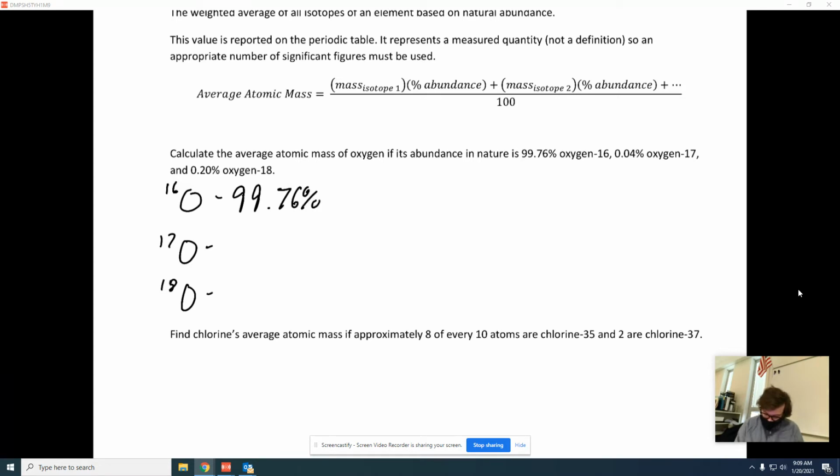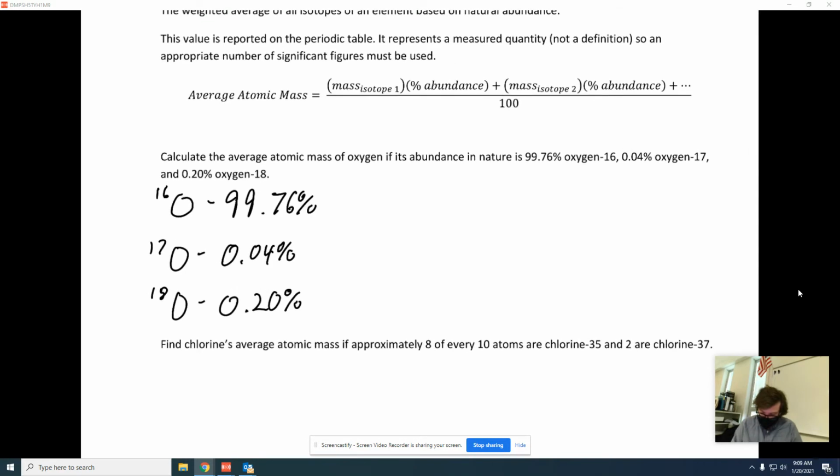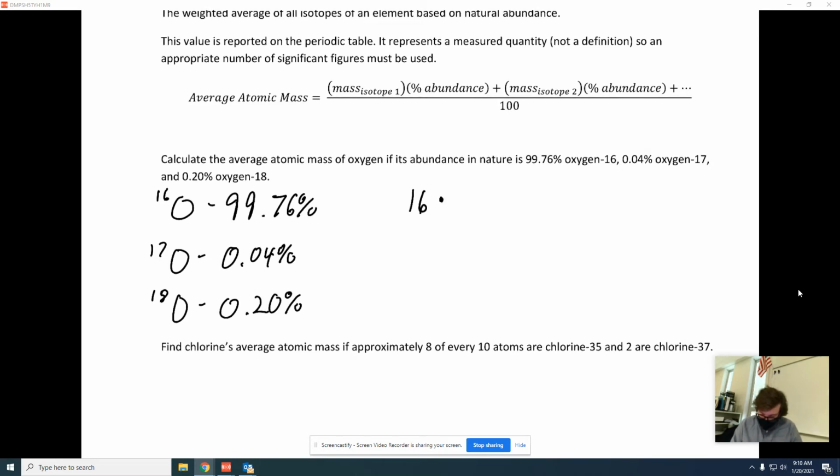Oxygen 17 has an abundance of 0.04%. And then oxygen 18 has a percent abundance of 0.20%. So what we want to do with our oxygen here is take the mass number, which in this case we would start off with 16 for the mass of oxygen 16, multiplied by our 99.76%.